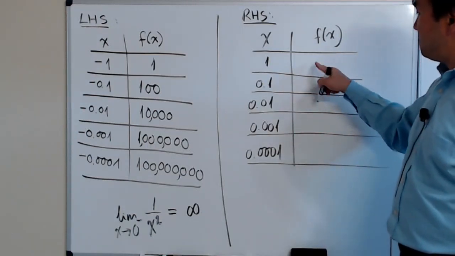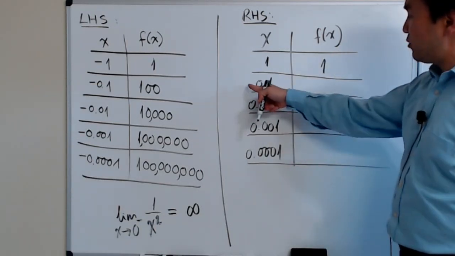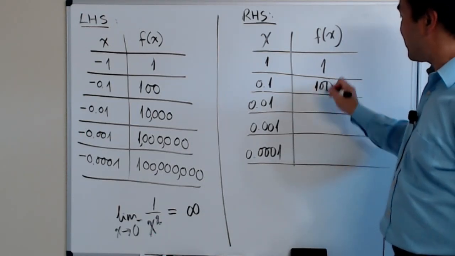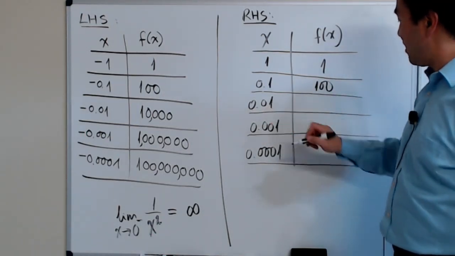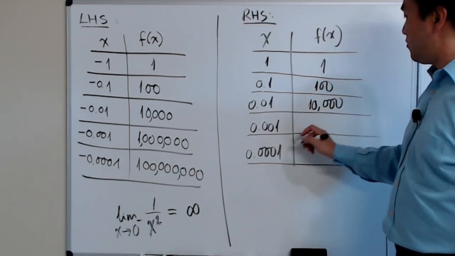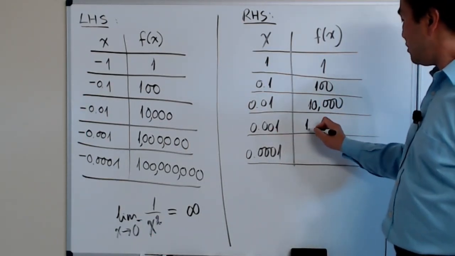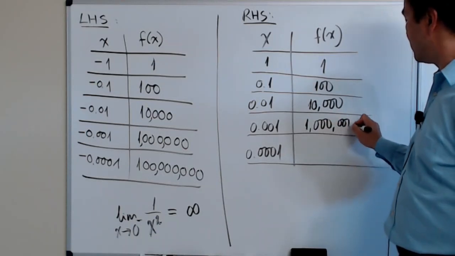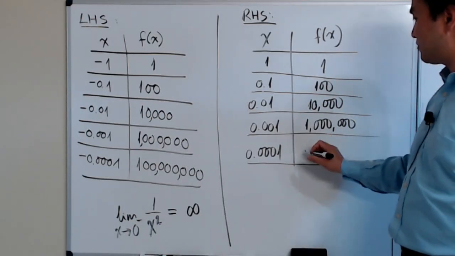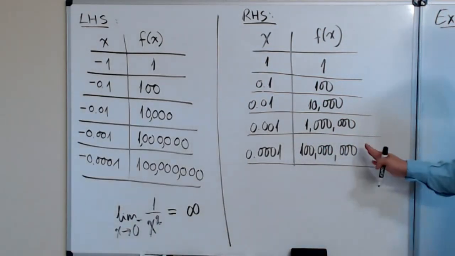So x equals 1, function output will be 1. When x equals positive 0.1, function output comes out equal to 100. When x equals positive 0.01, function value comes out to be 10,000. When x equals 0.001, function value comes out to be 1 million. And when x equals 0.0001, function value comes out to be 100 million.